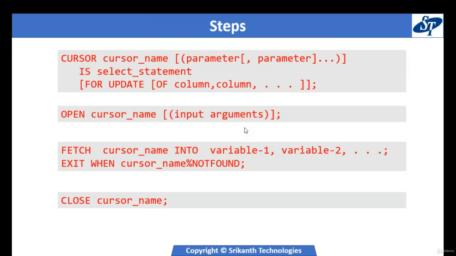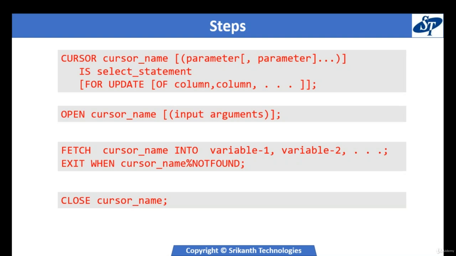Number one, you declare the cursor. At the time of declaration, you give the name for the cursor. What is the name we use to refer to it? And what is the SQL statement that you want to associate with the cursor? Well, of course, the statement is a select statement, and that is what we use to retrieve the data into the cursor. And then you need to open the cursor. This is exactly where the select statement is executed and the data is loaded into memory.